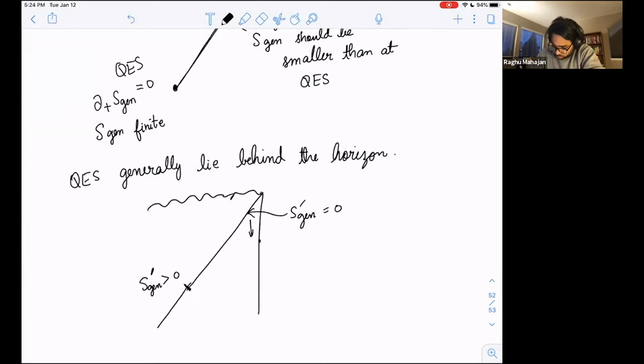So if the derivative this way is positive, then it means that the QES where S_gen prime is 0 generally lies to the left of the horizon. But notice that here we use the fact that the black hole is not coupled to anything else, like the boundary is not interacting with some other system in the presence of a heat bath. This is why when we have a heat bath, the quantum extremal surface can actually lie in front of the horizon.